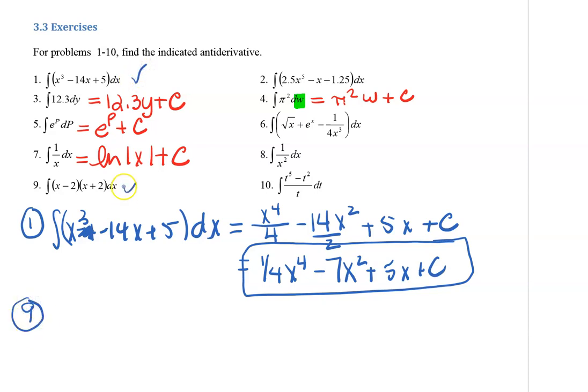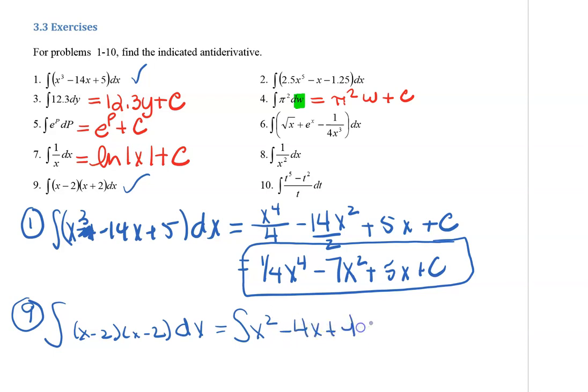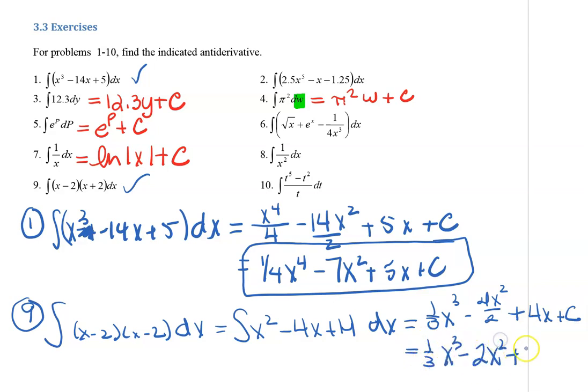So we got number 1 there. Let's look at number 9. Number 9, we're going to have to do some algebra before we get going. Right now, our skill set doesn't allow us to work with this x minus 2. So I'm going to do my algebra and I'm going to FOIL it out. That gives me x squared minus 4x plus 4 dx. Then we're back to what we did in number 1. So I have 1/3 x cubed minus 4x squared over 2 plus 4x plus c, and then clean it up. So 1/3 x cubed minus 2x squared plus 4x plus c.